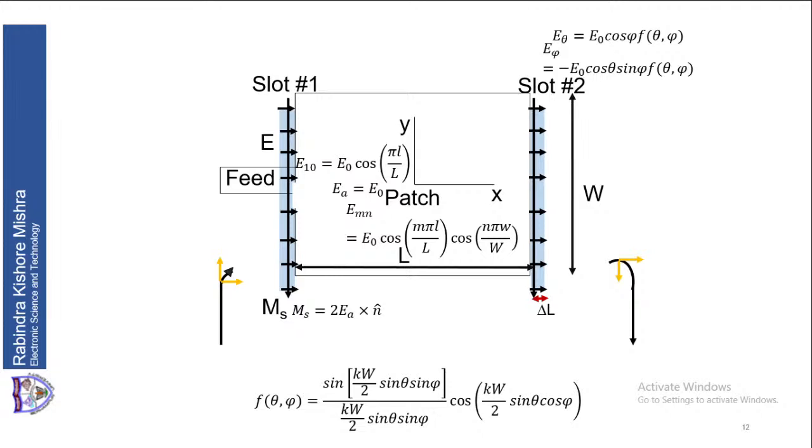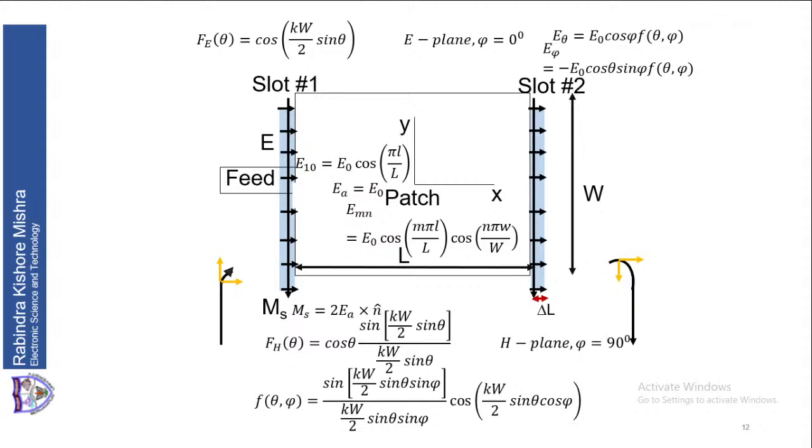Then because of the array, then you will get cos kW by 2. Sorry, this will be cos kl by 2 sin theta cos phi. So that will be because of the array. So from that we will find out what is F e theta, that will be cos kW by 2 sin theta. Similarly, we can find out what is F h theta, that will be cos theta sin kW by 2 sin theta by kW by 2 sin theta.